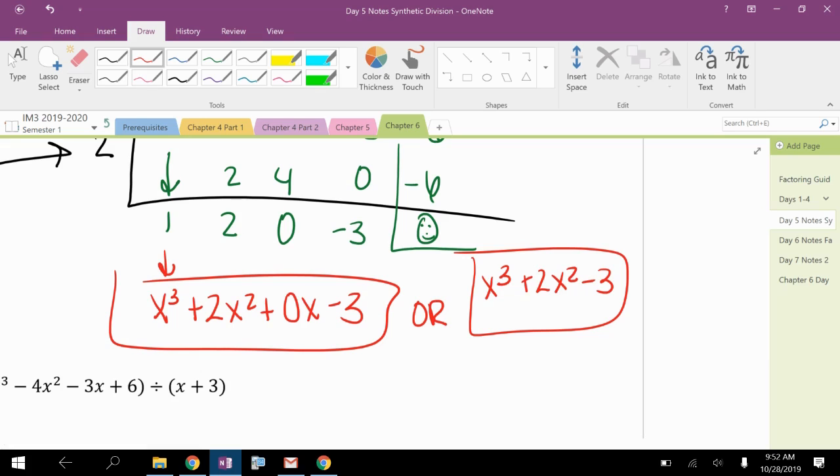Okay, do the next one for your homework. This one? The very next one. Multiply, add down. Multiply, add down.